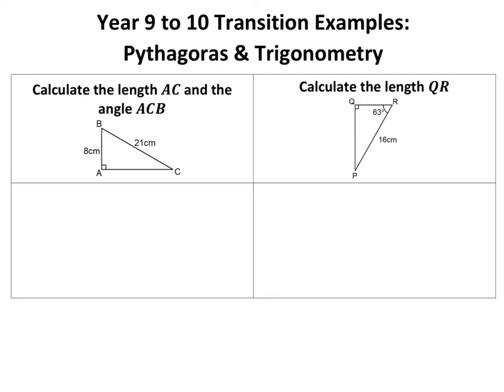Right, okay, we're looking at Pythagoras and trigonometry here, and whilst trigonometry goes into non-right angled triangles later on, at the moment you just want to be thinking about right angled triangles. Okay, so it says calculate the length AC.